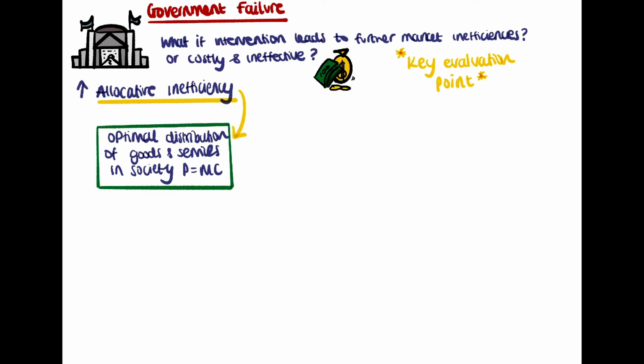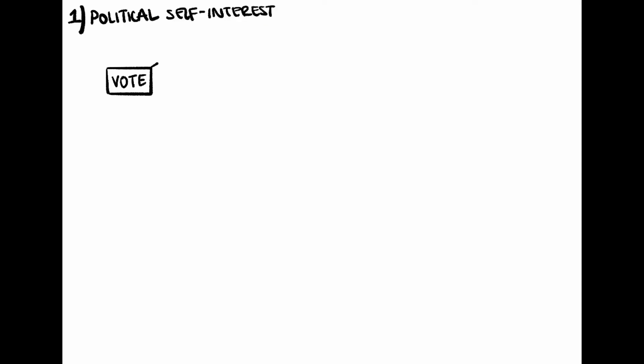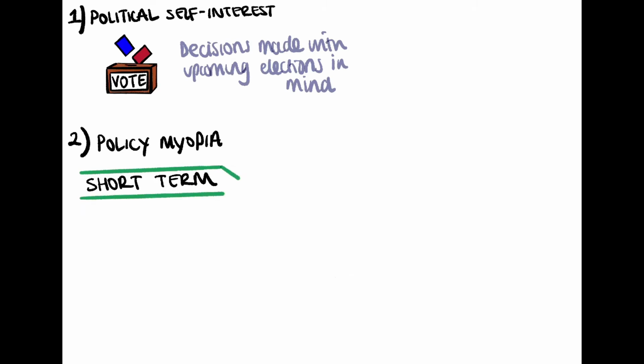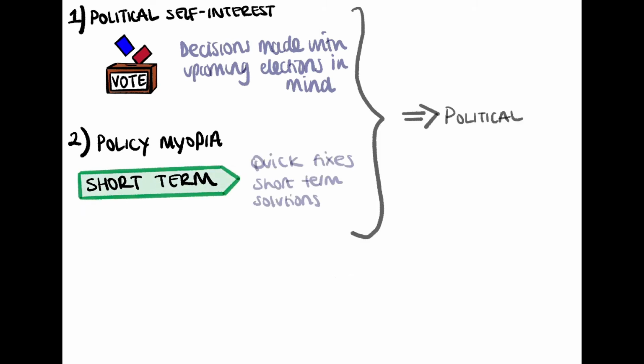The first form of failure is if there is a political self-interest. For example, if there are upcoming elections, politicians may choose to allocate certain resources in areas which will gain them the most favorable votes. Another similar point is called policy myopia, when politicians, due to political agendas, have the tendency to put in place short-term fixes, which may not help address the long-term problem.